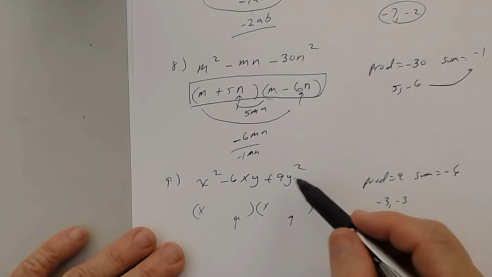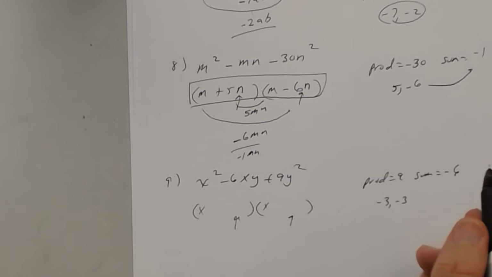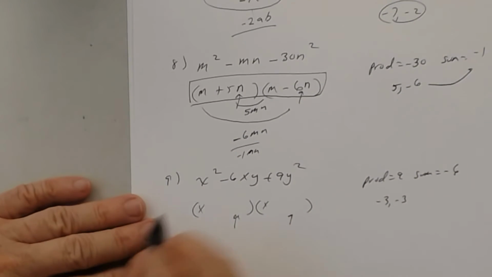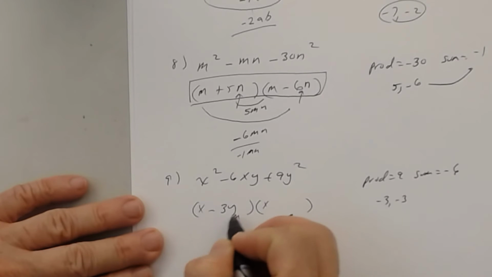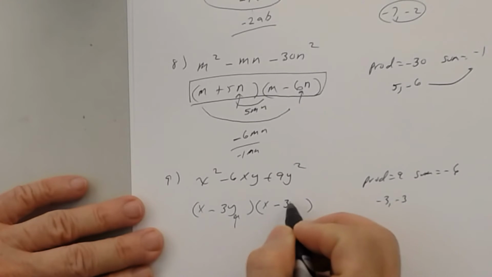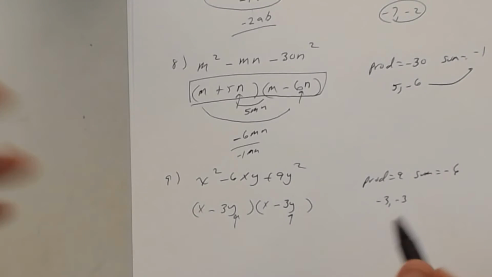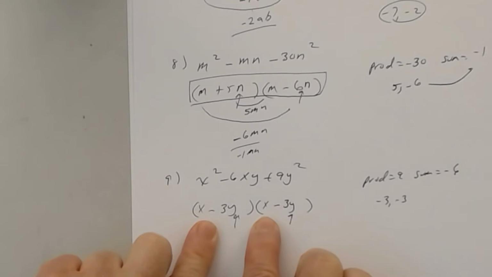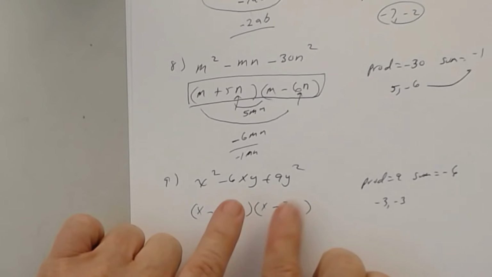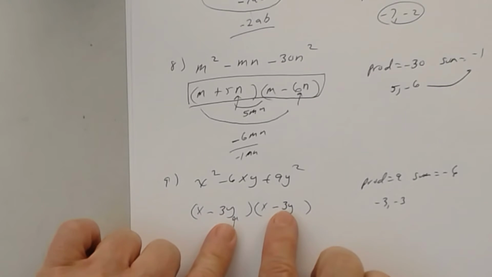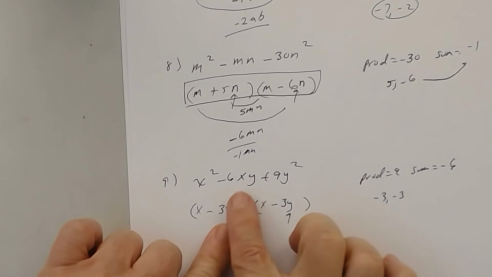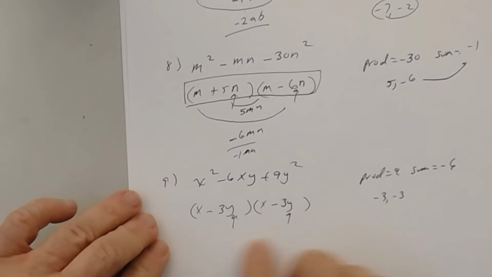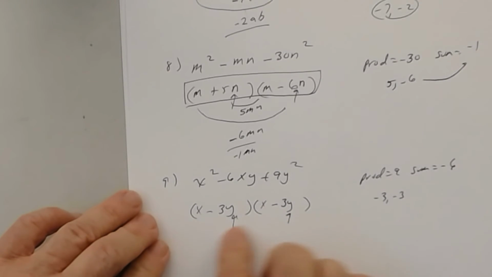But remember, though, that's 9y squared, right? So let's go ahead and fill this in. So it'll be x minus what? 3y times x minus what? 3y. And you can always check with FOIL. What's x times x? X squared. Let's do the last. What's the negative 3y times the negative 3y? Positive 9y squared. And I just got to check the middle term. That's the outer and the inner. What's the outer?